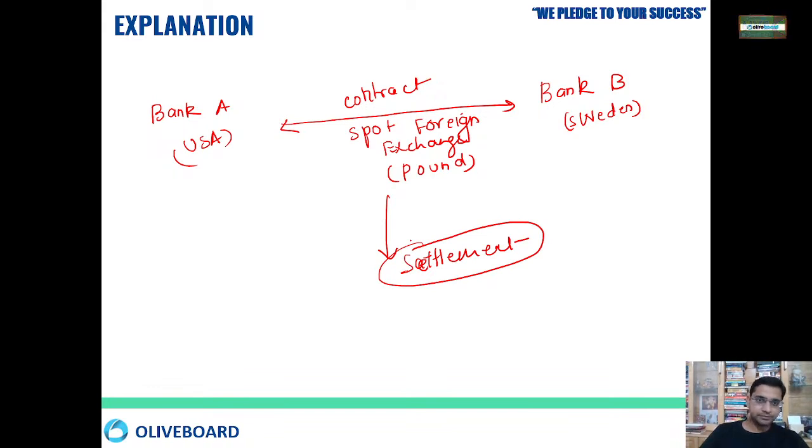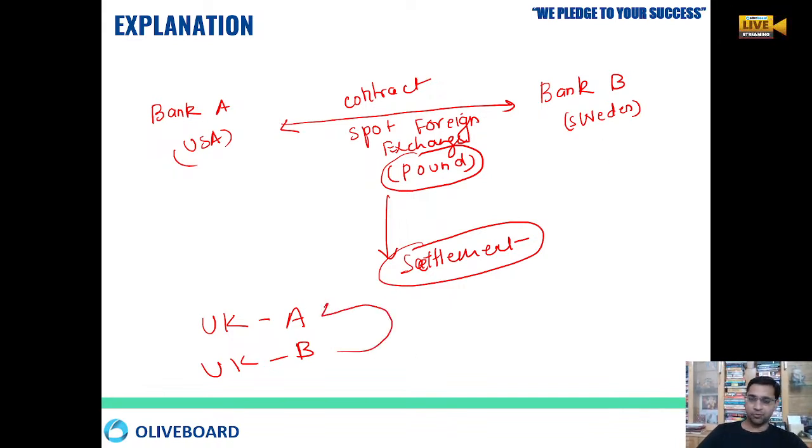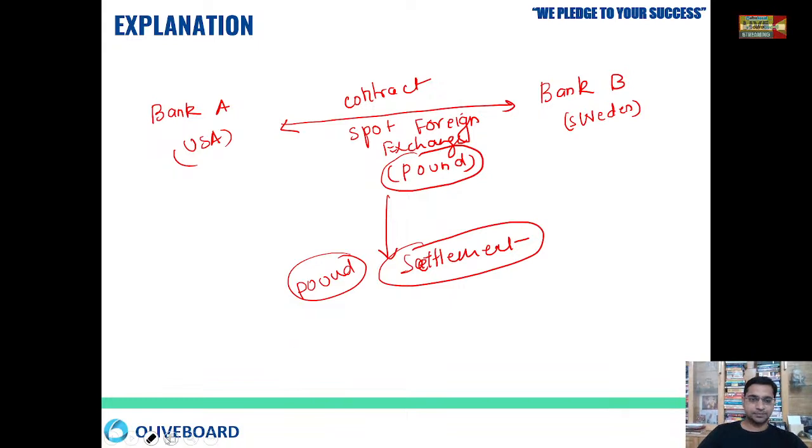On the day of settlement, since it is going to happen in pounds, Bank A has a UK branch, and Bank B has a UK branch, right? So Bank B will put the pounds in Bank A, and Bank A will provide dollars to Bank B. Just one minute. I think people got a little bit confused in that. I will be explaining this again. First of all, understand this. This settlement has to happen in pounds.